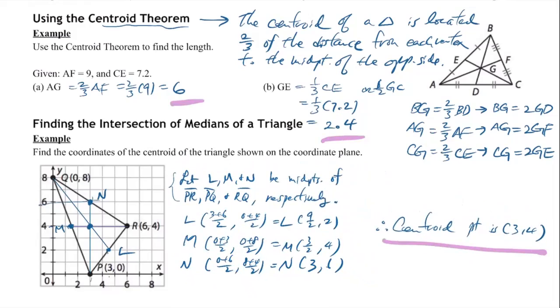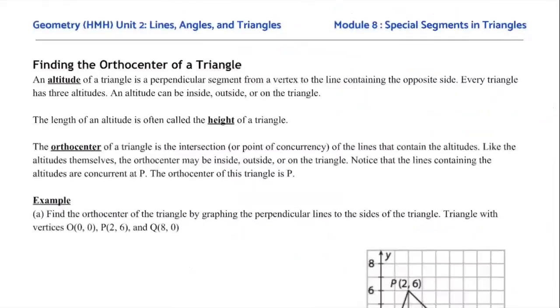Okay, let's move on to the next material. And we're going to be learning about the orthocenter today. Something that's orthogonal is when they're perpendicular, guys, actually. So the altitude of a triangle is a perpendicular segment from the vertex to the line containing the opposite side. Every triangle has 3 altitudes. An altitude can be inside, outside, or on the triangle. And the length of the altitude is often called the height of the triangle. So if you have an intuitive sense of what a height is, this should be fairly straightforward, right?